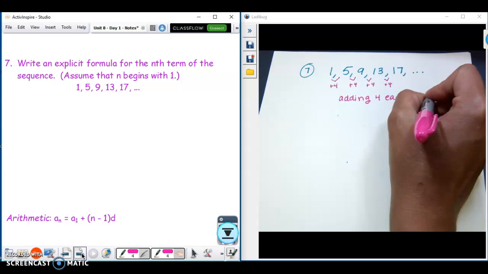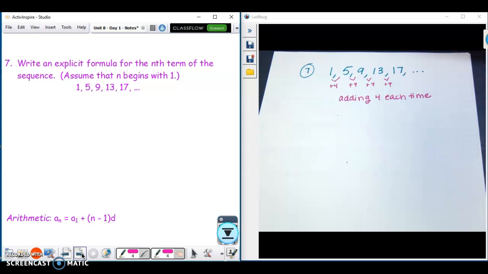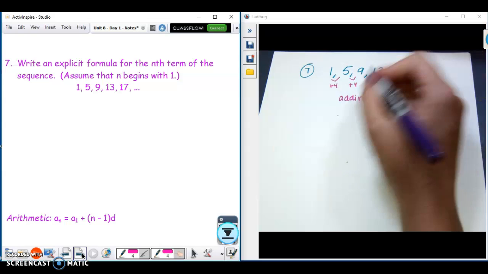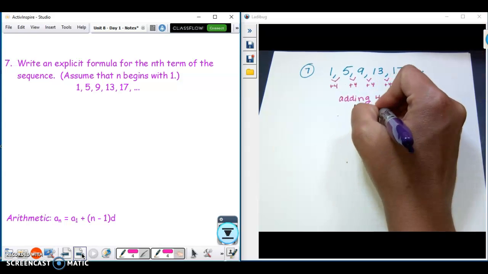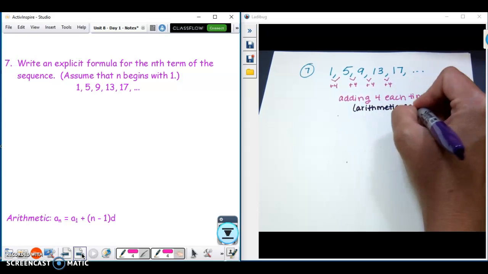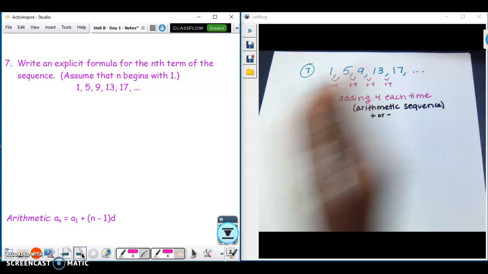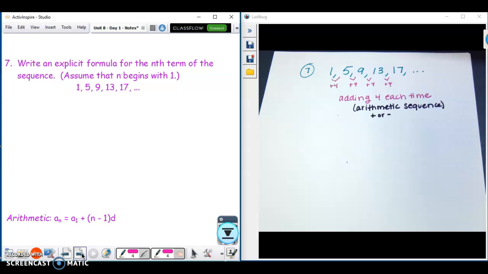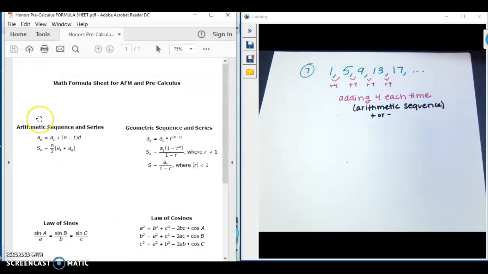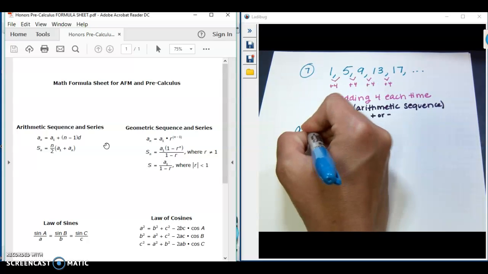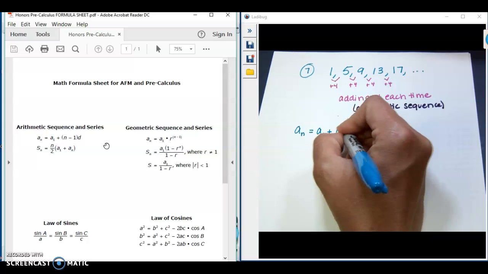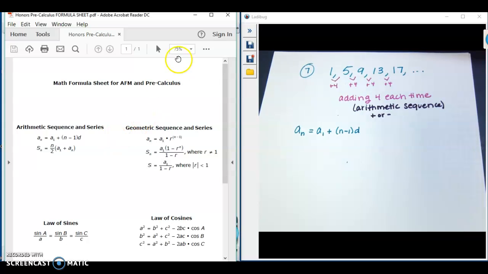If you are adding or subtracting a number to get from one number to the next in your sequence, this is called an arithmetic sequence. Okay, arithmetic, if you are adding or subtracting, it's called arithmetic. Well, this is where that formula sheet comes in. So the formula sheet that you would be given, so this means you'd always be given this. If you look, it says arithmetic here. So if you look at the top one, that is the formula we need to use. So it says a sub n equals a sub 1 plus n minus 1 times d. That is the formula we're going to use to write our explicit formula.